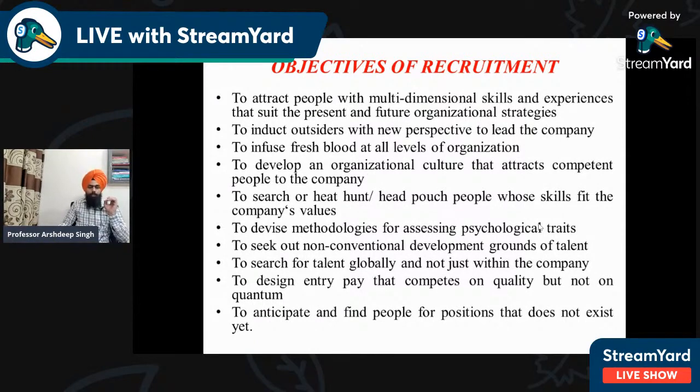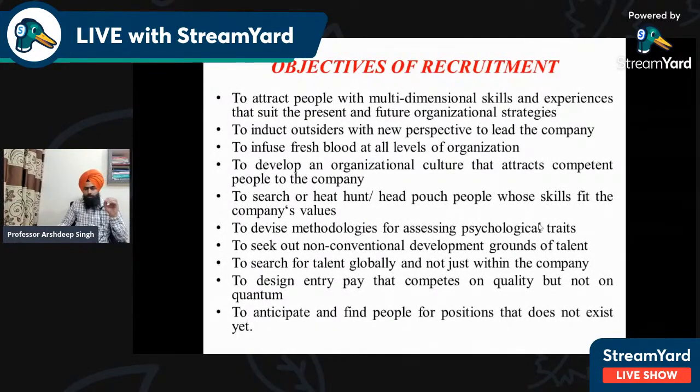Next, to develop an organizational culture that attracts competent people to the company. Okay, so under the recruitment process, only the persons who are skilled enough will remain at the end, and we will select those ones, and they will benefit the company. Okay, next, to search or headhunt people whose skills fit the company's values. The people who are not fit for the organization will be dropped under the recruitment process, and only persons having skills that match the organization's criteria will be selected. Okay, so this is the objective.